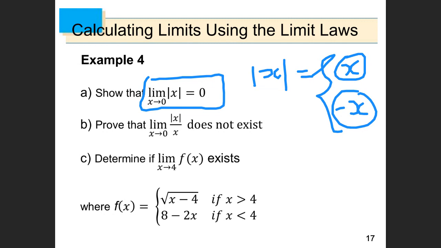Now for B, I say prove that this limit does not exist. All right, I'm telling you already in advance that the limit does not exist. You need to show me why it does not exist. You need to prove that it does not exist. Again, whenever you see absolute value, what's the first thing that comes to mind? This definition up here. Absolute value of x can be equal to x if x is greater than or equal to 0. It can be equal to minus x if x is less than 0.